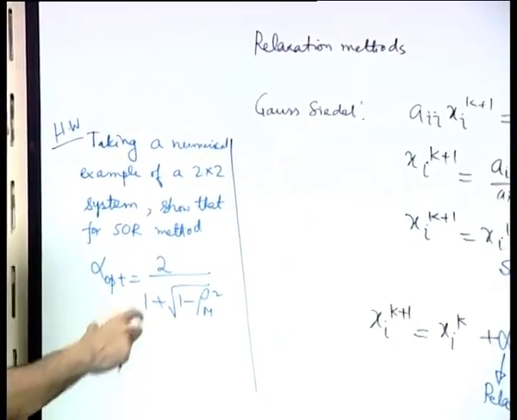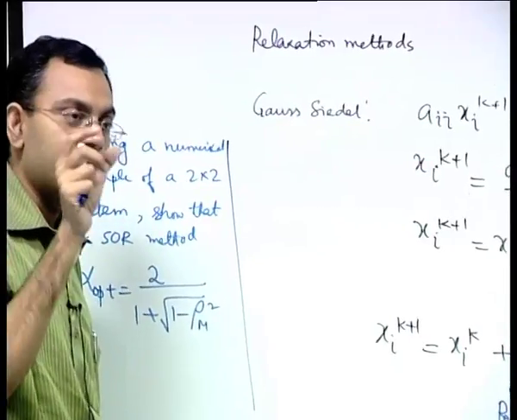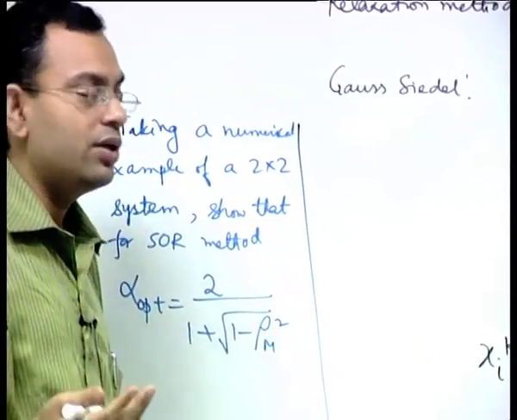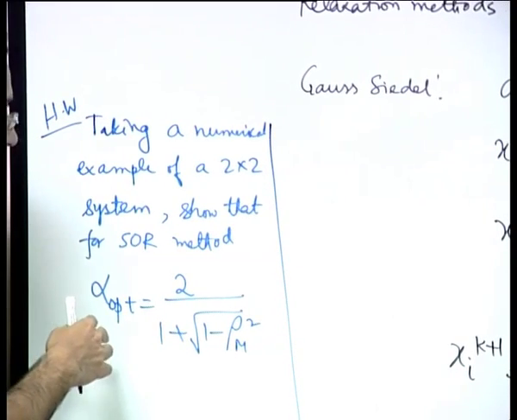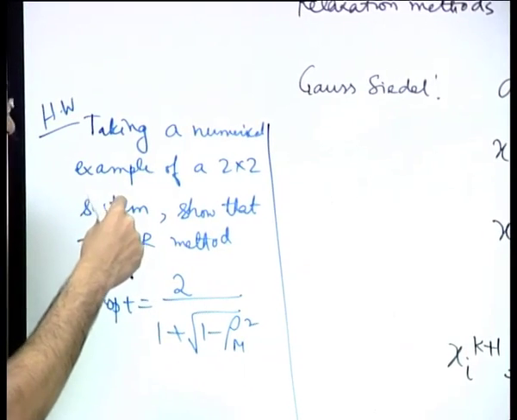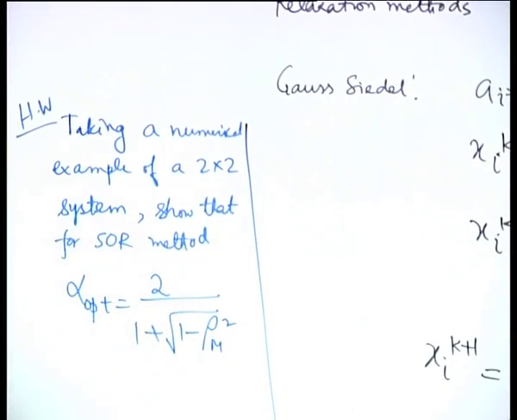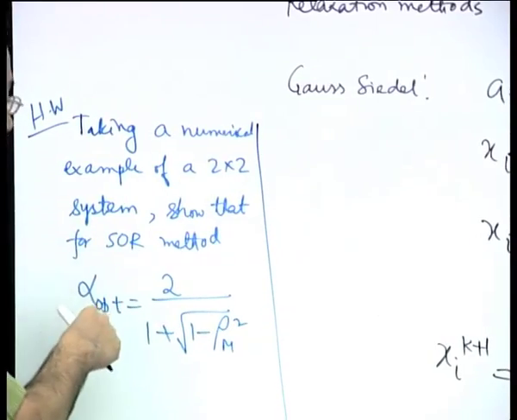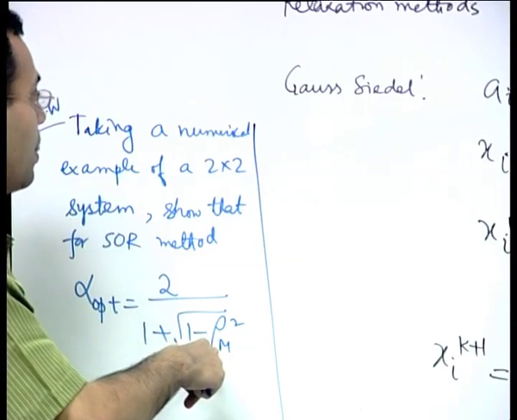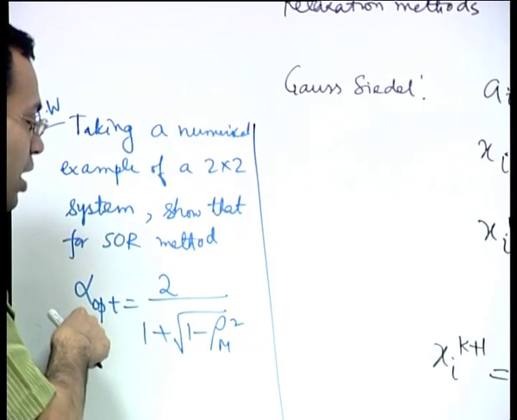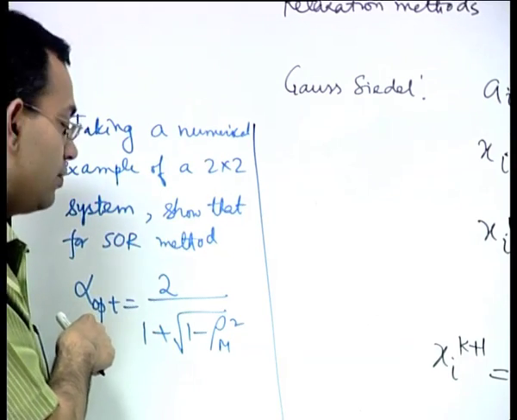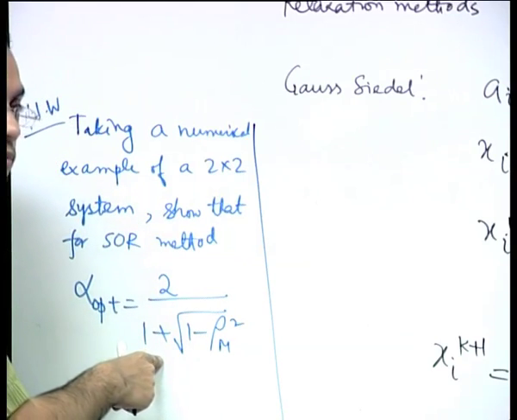So what you have to do is take any numerical example or a simple form of a 2 by 2 matrix. Some of the entries you may take 0, but you need not. From that you write the corresponding M matrix, find out the corresponding spectral radius of convergence, and with different choices of A, you show that out of all possible choices the optimum alpha that will give you the best possible convergence is this one. Okay.